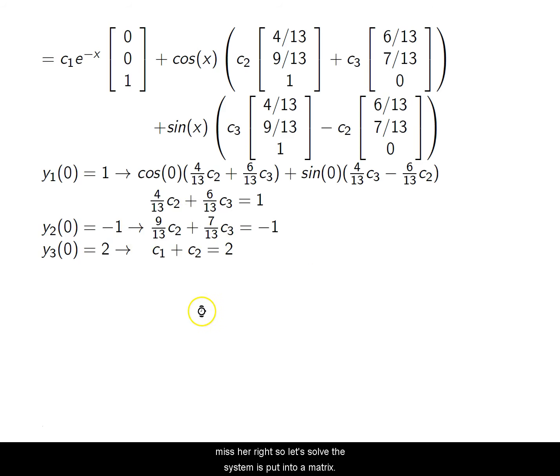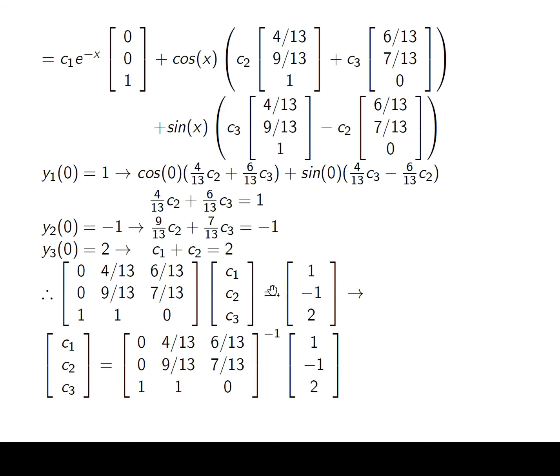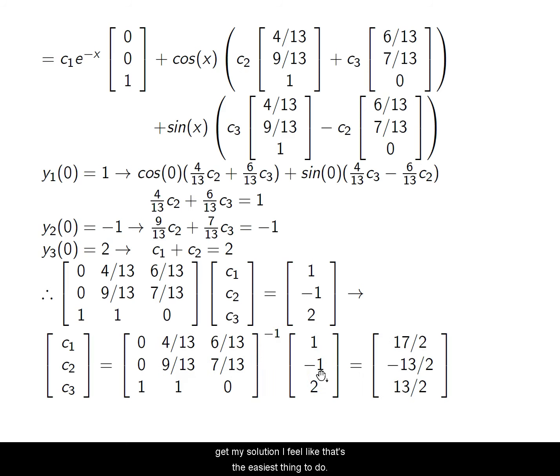So let's solve this system. Let's put it into a matrix. Okay, so C1 is missing for most of these. C2, C3, right? I have my systems here. You can do reduced row echelon form if you want to, but you should know by now that inverses are much easier. So if I multiply this by its inverse on this side, I just multiply this by that same inverse on the left side. So I take the inverse on the left side times my vector, and I'll get my solution. I feel like that's the easiest thing to do. I just like inverses. They're much easier to work with.